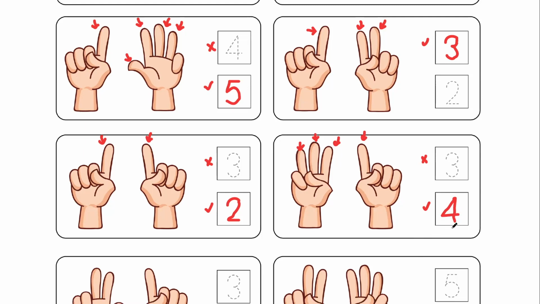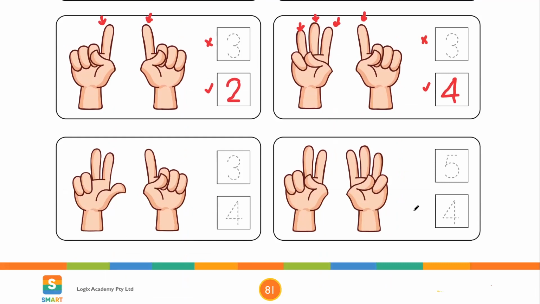Now let's see what we have in the last row. So here are also some fingers opened by these 2 hands. So let's start counting. This is finger number 1. This is finger number 2. This is finger number 3 and finger number 4. So that means that 4 is the correct answer.